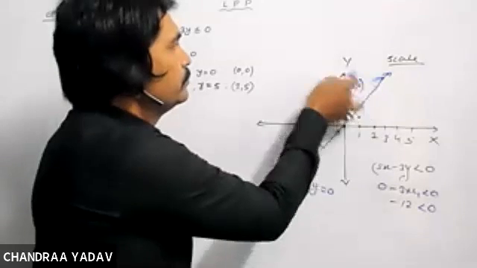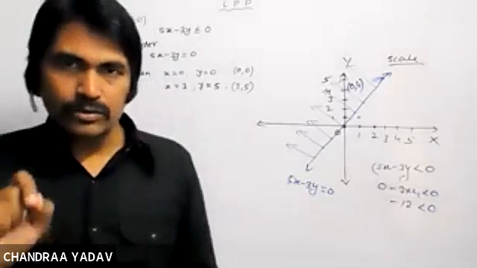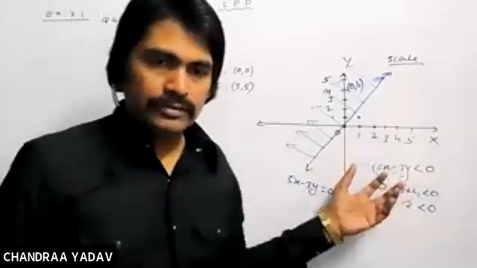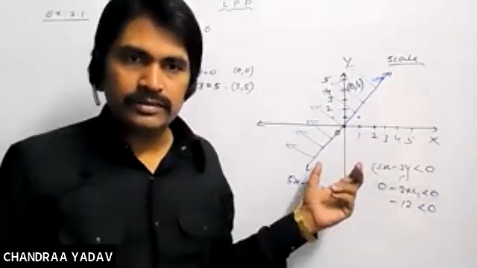Got it? Any confusion? So when the line passes through the origin, this is how you can determine the shaded portion or solution set.